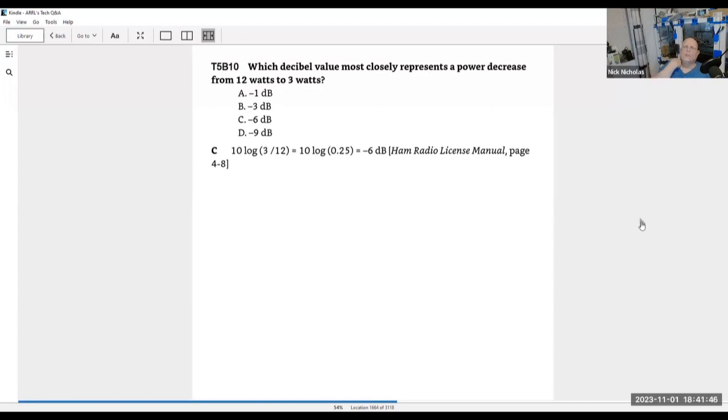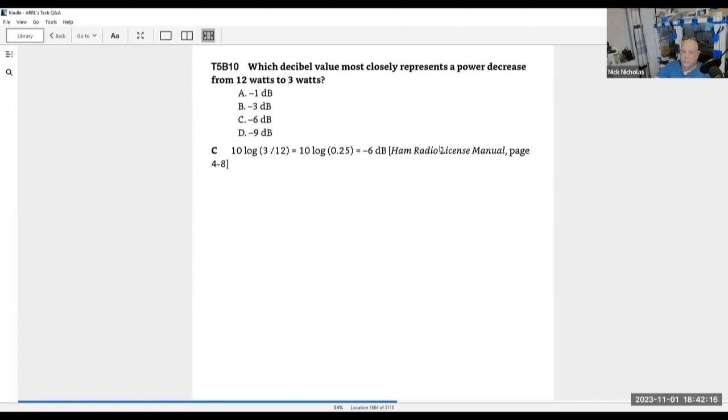Which most closely represents a power decrease from 12 watts to 3? This one gets a little more tricky. You can do the equation down below, but remember what I told you again. If I divide 12 in half, that's 3 dB. 12 in half is 6 watts, and that 6 watts divided in half again would be 3 watts. That's what we're looking for.